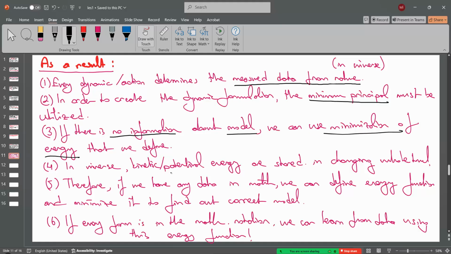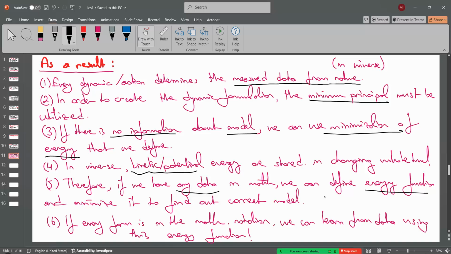And so in the universe we always change the kinetic or potential energy, but we can define other energy forms here. For example, minimizing the cost of pricing for oil. We can define it. There is no restriction for it. But in the universe we have the kinetic and potential one. We can also define a cost function to minimize your budget, right? Therefore, if we have any data in math, we can define the energy function just like the gas oil cost function, and we minimize it to find the correct model.